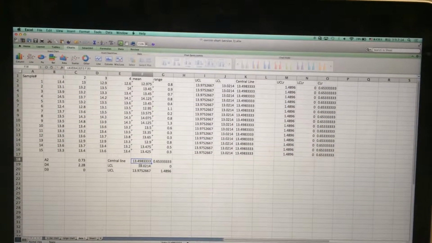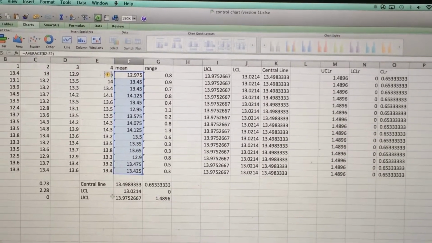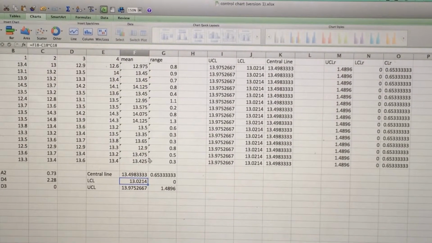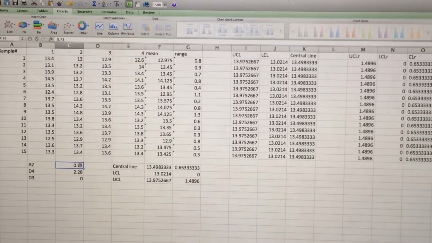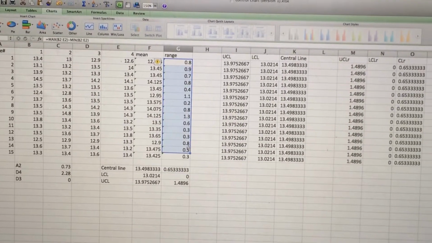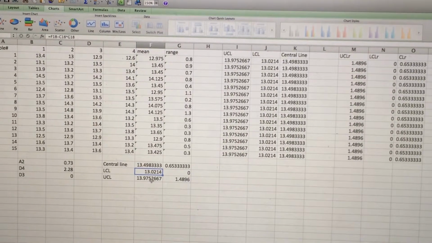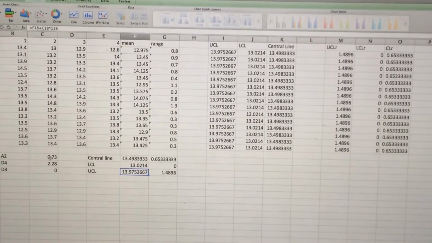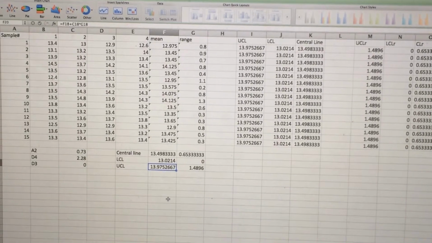So the central line here is just the average of all the means that we calculated already from the 15 samples. For the LCL, we use the mean value that we just got plus the A2, which was 0.73, times the grand range, which we calculated from all these ranges we got, to get an LCL of 13.0214. For the UCL, it's the same formula essentially, except we subtract the A2 times the range value to get a value of 13.975.